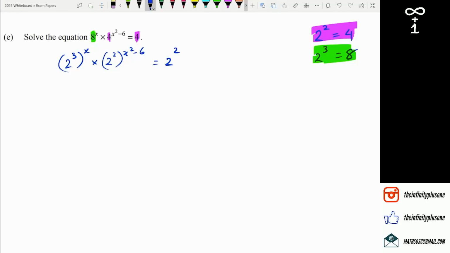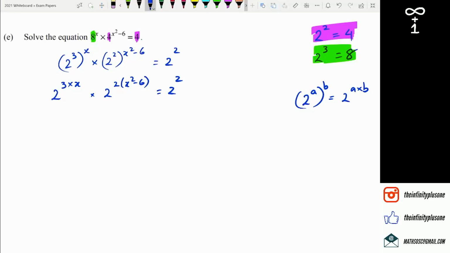Next thing is, remember that we have to do powers of powers. What I mean by that is this. If I have 2 to the power of a to the power of b, this is the same thing as saying 2 to the power of a times b. So that's what I'm going to do to remove all those brackets. And I'm going to rewrite this as 2 to the power of 3 times x multiplied by 2 to the power of 2 bracket x squared minus 6 equals 2 to the power of 2.